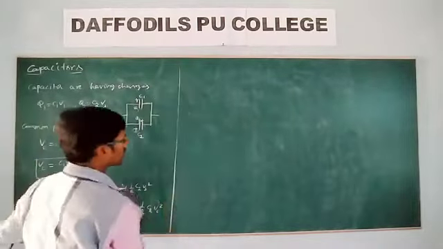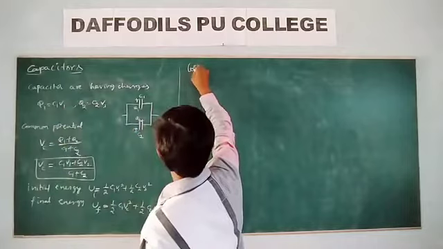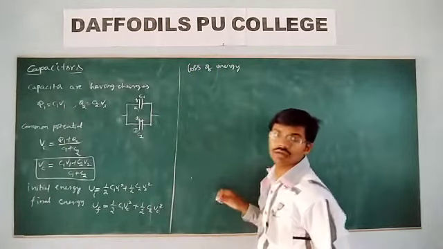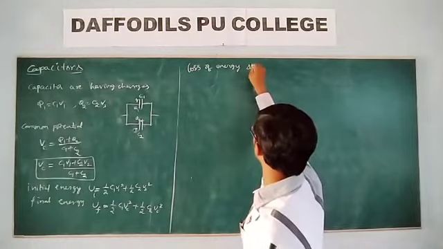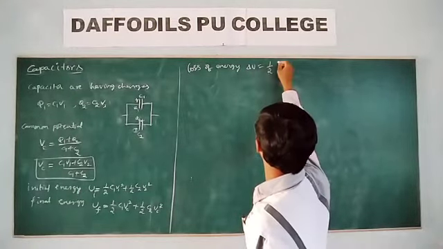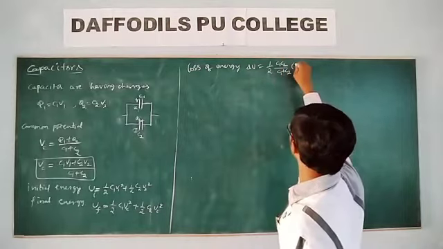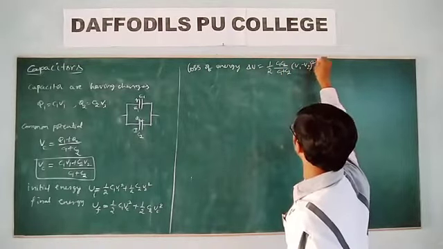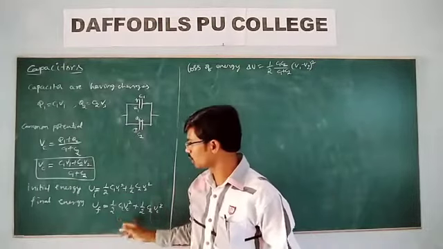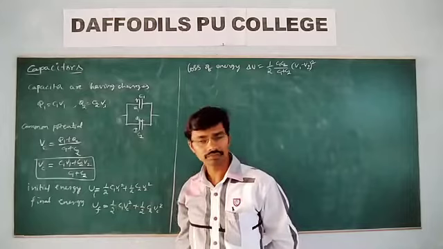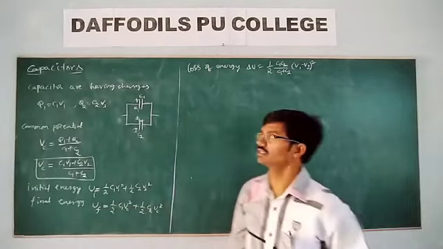Now, what is the loss of energy of the combination? Loss of energy, delta U, is equal to half C1 C2 by C1 plus C2 into V1 minus V2 whole square. That means we just take UI minus UF, then we get the loss of energy.